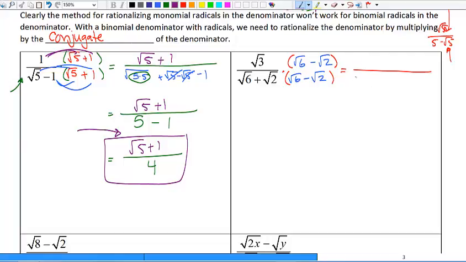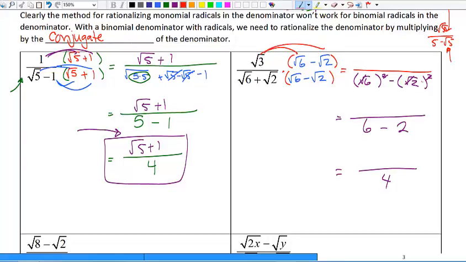I can probably do this a little bit faster knowing that when two conjugates multiply, I know I get a squared minus b squared, where a in this case is the square root of 6, minus, because the formula says so, the square root of 2 squared, which gets me 6 minus 2, which is 4. So I can use that formula, the difference of two squares, so that I can get my answer a little bit quicker in the denominator. If you don't like that, if you're like, I'm never going to remember that, that's okay. Do it the long way like I did it on the first problem.